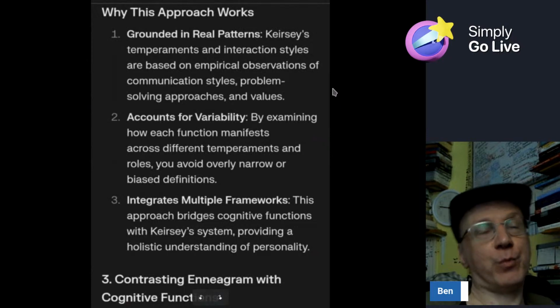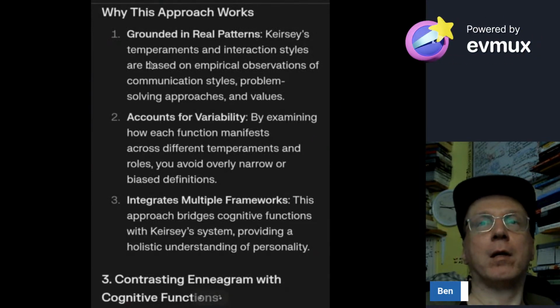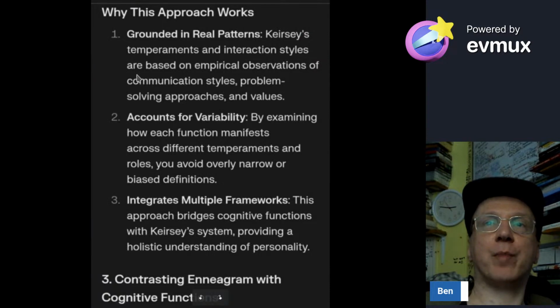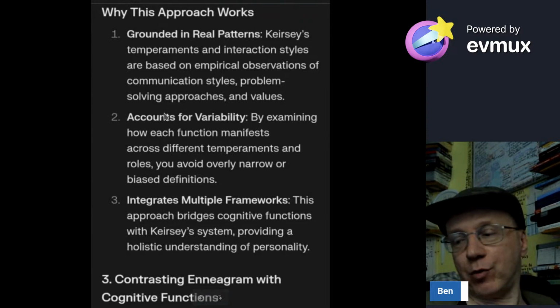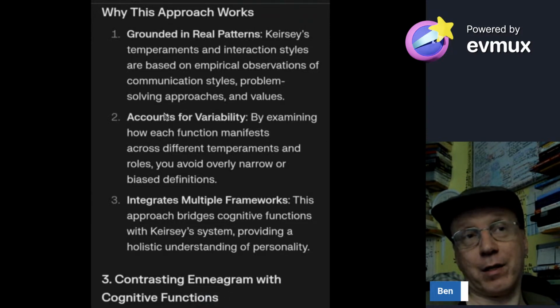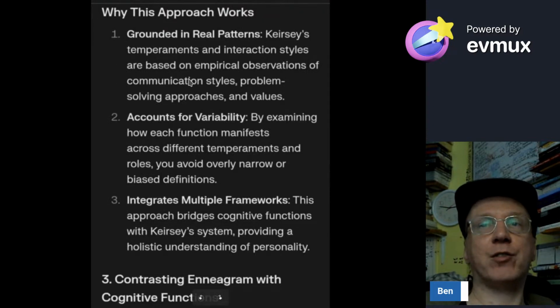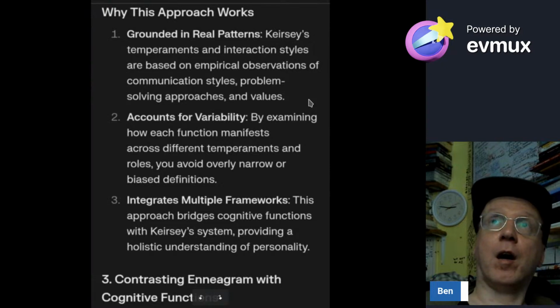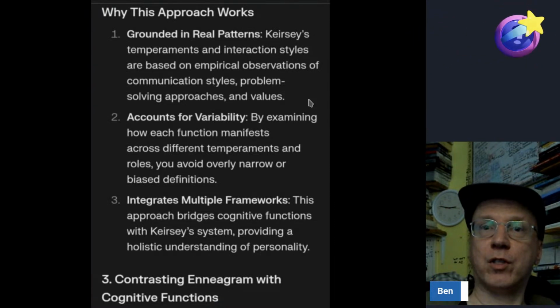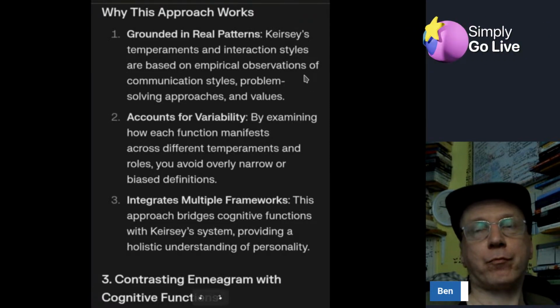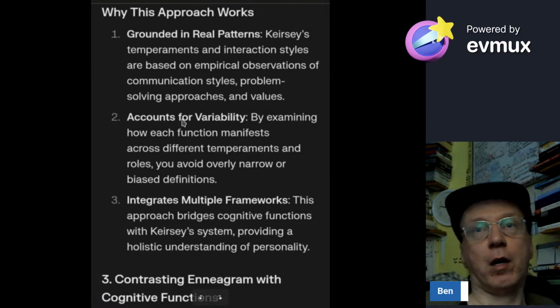Subjective thinker. And subjectivity is coloured by the temperament. Right, why this approach? Grounded in real patterns. Kurz's temperaments and interaction styles are based on empirical observations of communication styles. Right, so abstract versus concrete. Intuitive people, intuition is related to the abstract. Sensory instincting is related to the concrete. Observations of communication style, and also within that, artisans go towards sensory qualities and guardians tend to go towards quantities, because it goes more towards logistics.